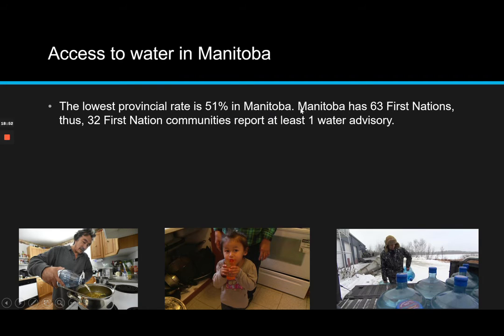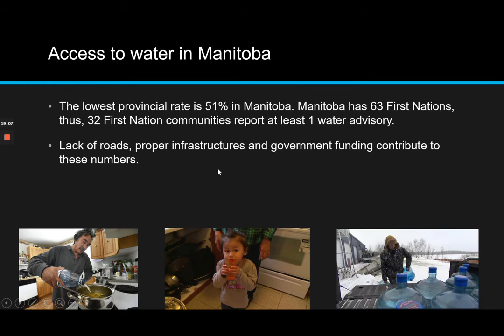Okay, in Manitoba, there's about 63 First Nations, and 32 of them report that their drinking water is not drinkable. Okay, in that case, they will have a water advisory. This is mostly because when you're further up north, there is a lack of roads, there's no proper infrastructure, there's even politics that are involved that make it difficult to get water out to the people that are living out there.